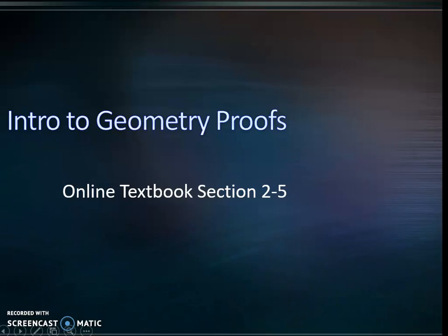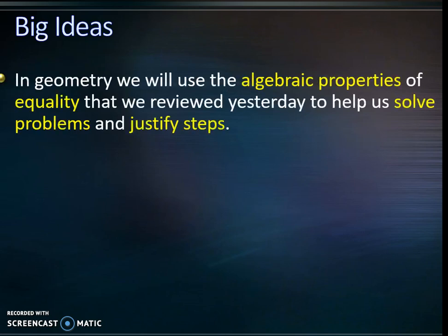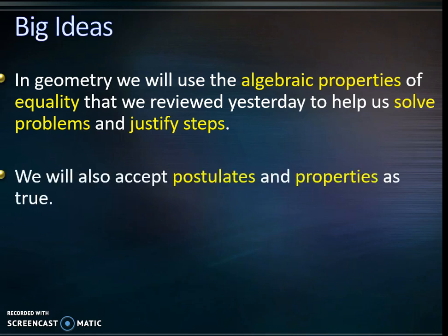Hi guys, we're going to do Intro to Geometry Proofs. This is like part 2 from the previous lesson that we did, 2-5. Big ideas. In geometry, we'll use algebraic properties of equality that we reviewed in the last class to help us solve problems and justify steps. We will also accept postulates and properties as true. So we're only going to work with true statements, okay?